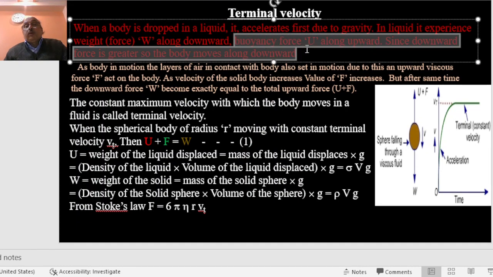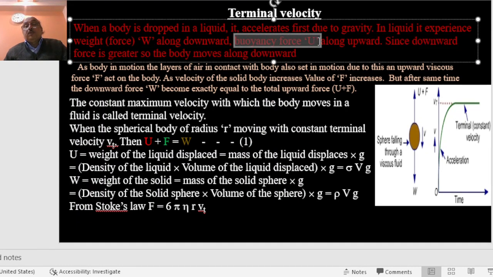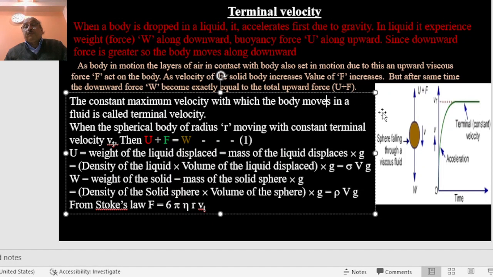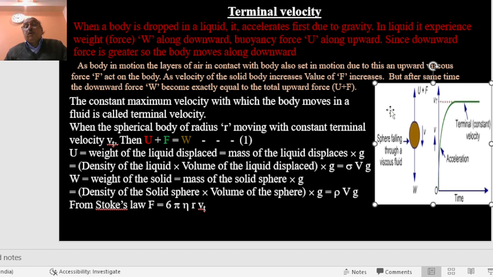The force of buoyancy is represented here by U. This comes because the object is replacing the liquid here, and the displaced liquid will produce a buoyant force opposite to the direction of motion.